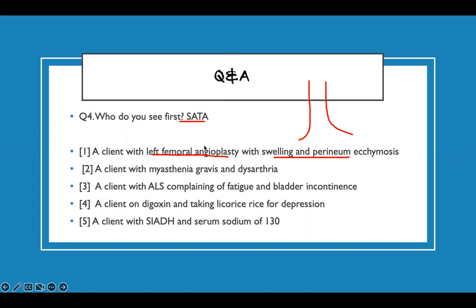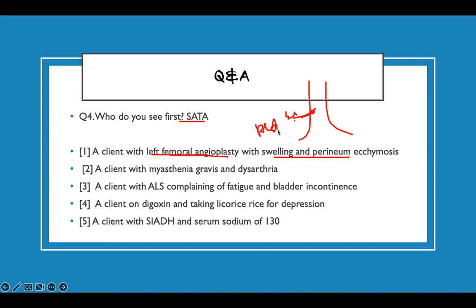Left femoral angioplasty means they did a catheterization. They go into the artery and they open the artery up, they remove the sheath, and there's no incision. When somebody has a vascular procedure, like cardiac catheterization or angioplasty, your number one precaution is bleeding. Look for the groin. So this groin has bruising and ecchymosis. That means the patient is bleeding.